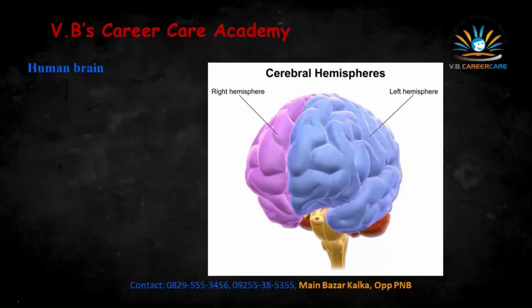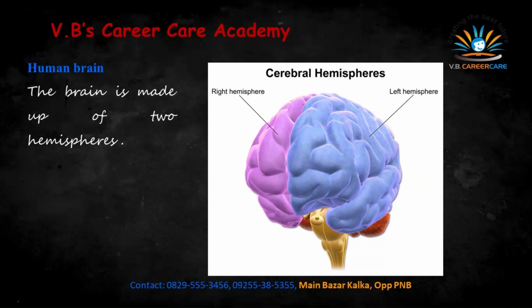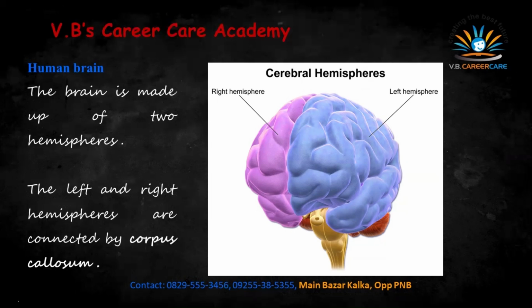So let's talk about the human brain and the cerebral hemispheres. The brain is made up of 2 hemispheres, known as the right hemisphere and the left hemisphere. The right and left hemispheres are connected by a tract of nerve fibers which is also known as the corpus callosum.